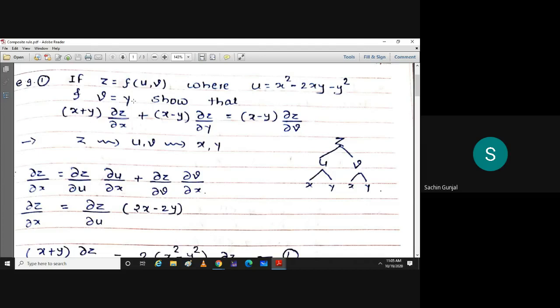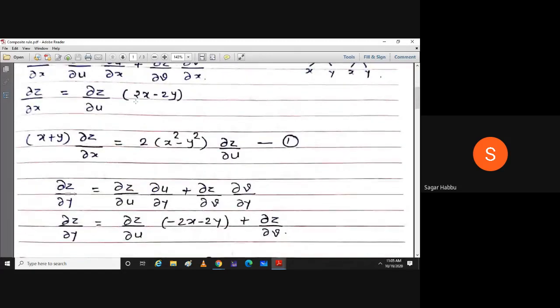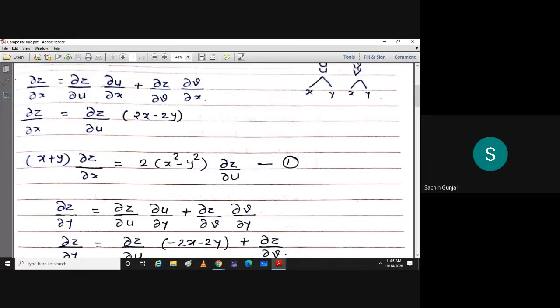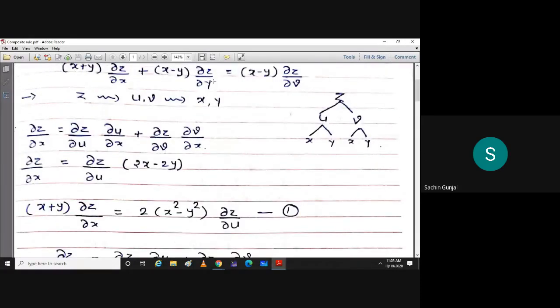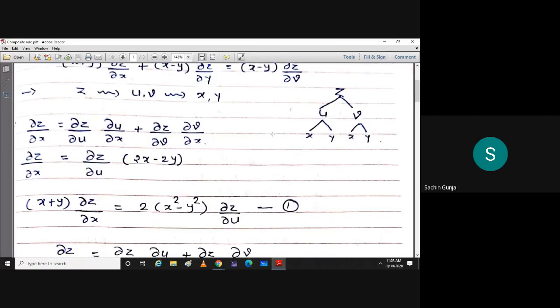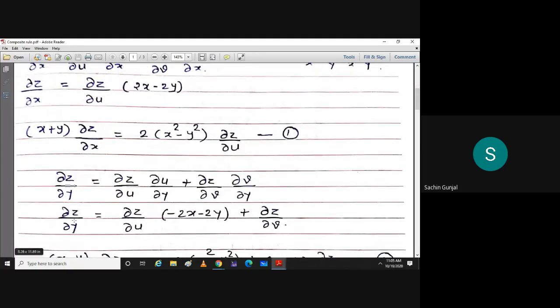Understood? Those who said 0, it is 1, isn't it? Yes, sir. Okay. So ∂z/∂v into 1. Now the second term is (x minus y) into ∂z/∂y. So multiply this ∂z/∂y by x minus y.